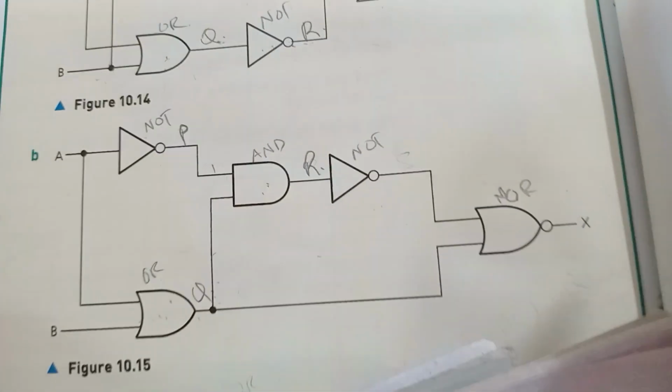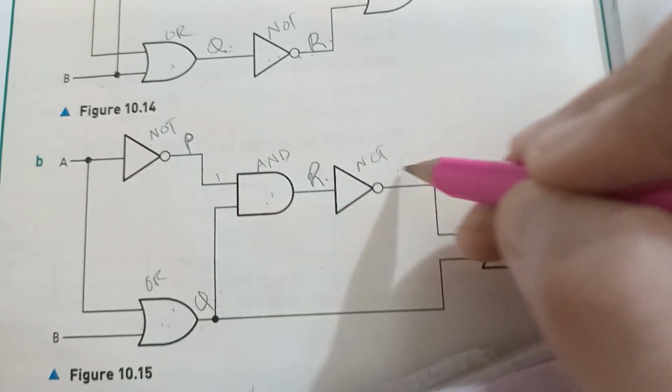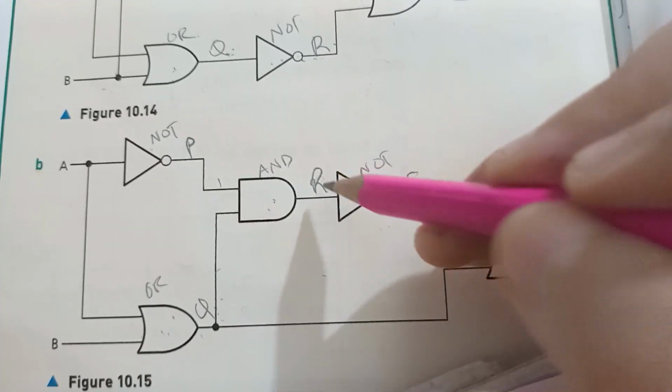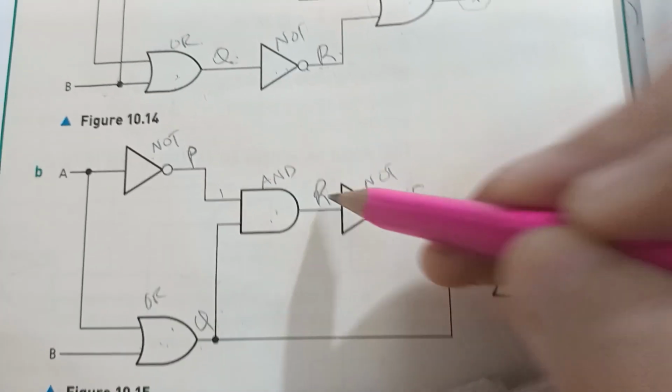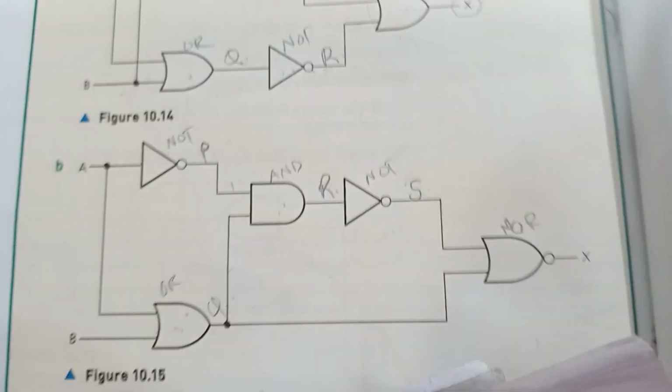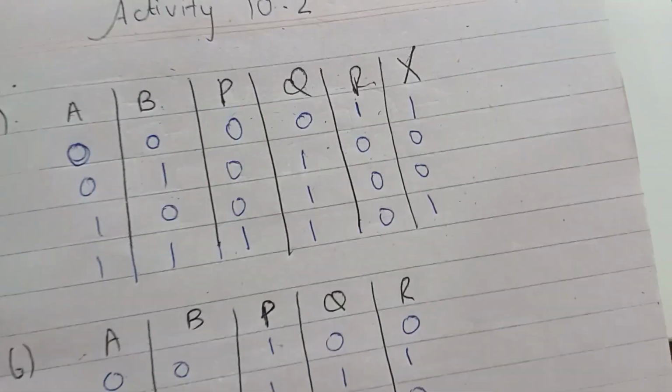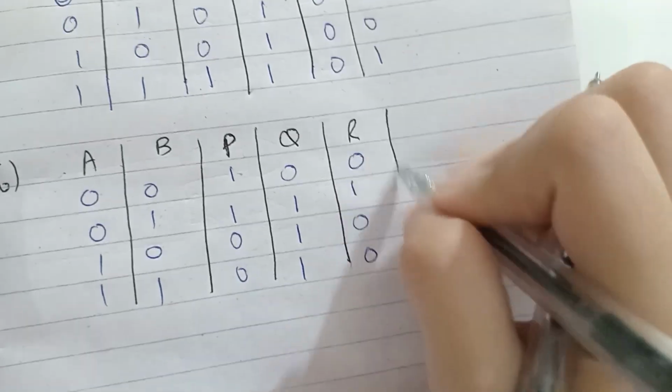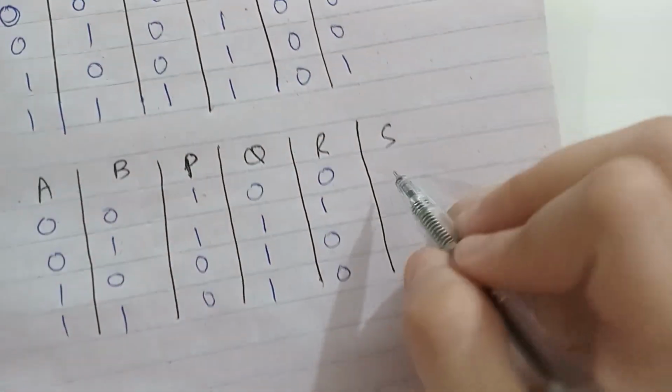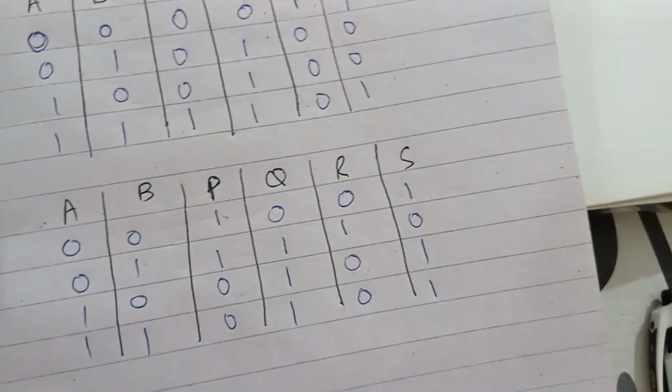And now I'll just write PQRS because this is NOT gate. R is passing through NOT gate. Then I have S. Here I have S. R is passing through NOT gate. So all the inputs will be the opposite.